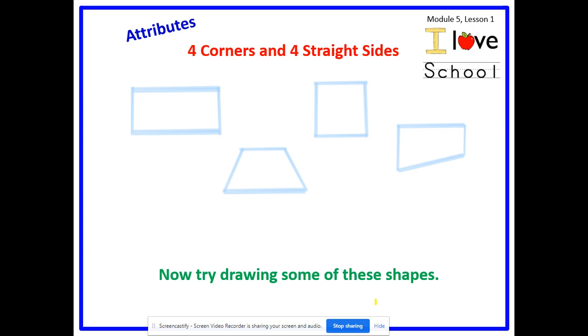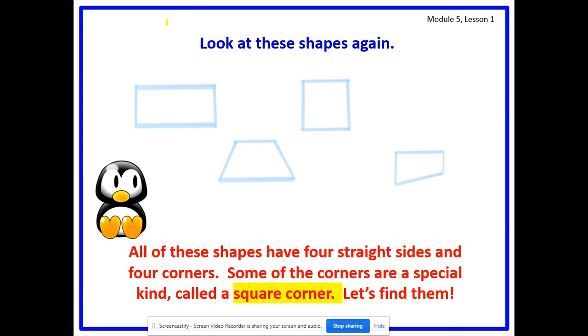Very good. So I hope you got your practice in drawing some of these shapes. Now look at these shapes again. All of these shapes have 4 straight sides, which we can all see. It's 1, 2, 3, 4. This one also 1, 2, 3, 4. So right here, they all have 4 straight sides and 4 corners, right? Like we had said.